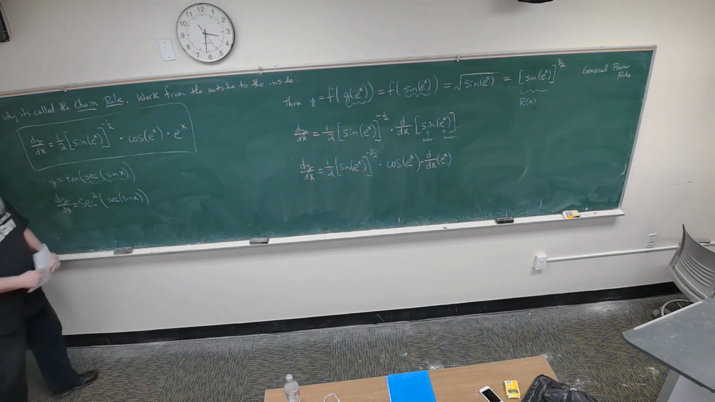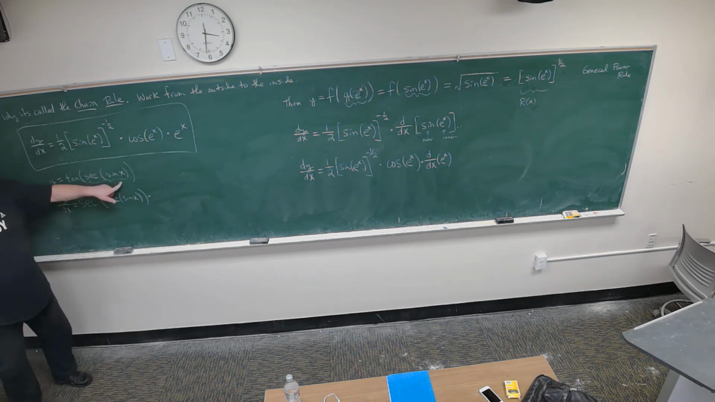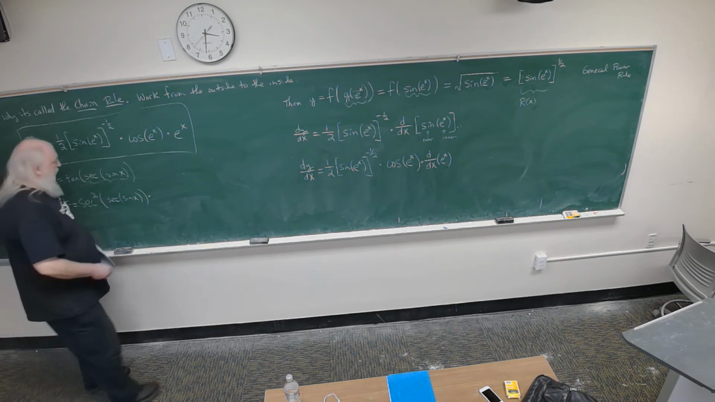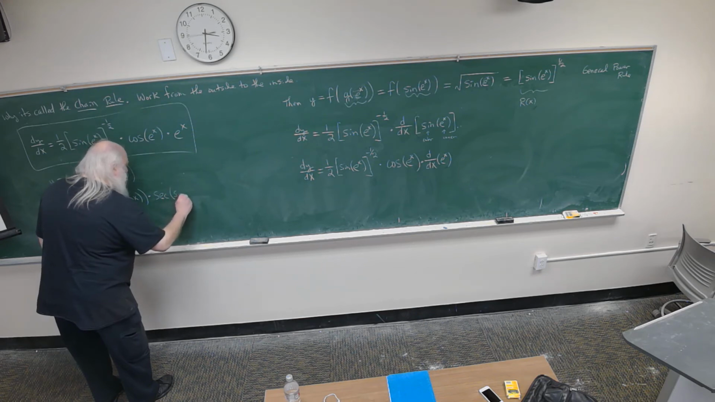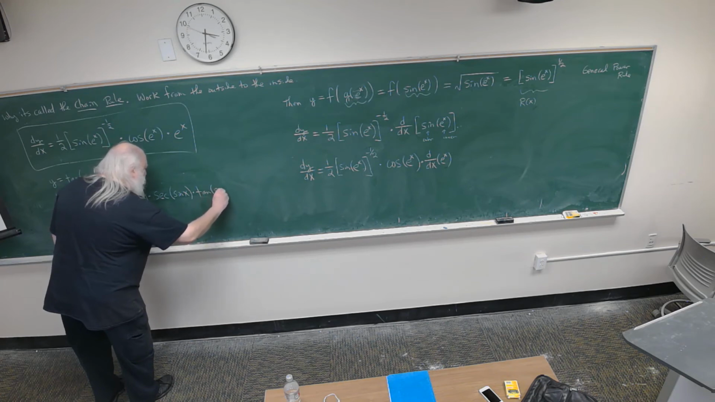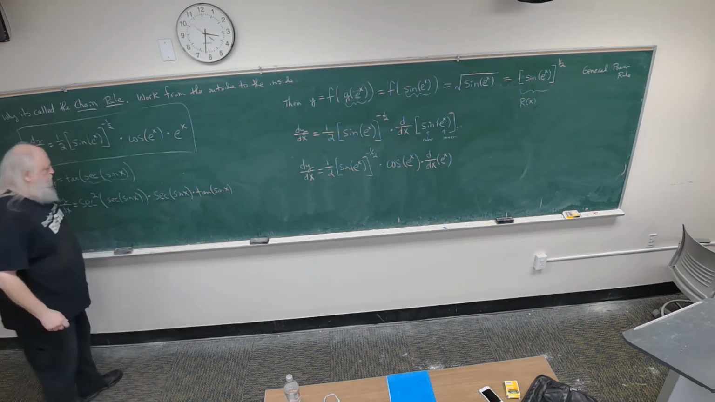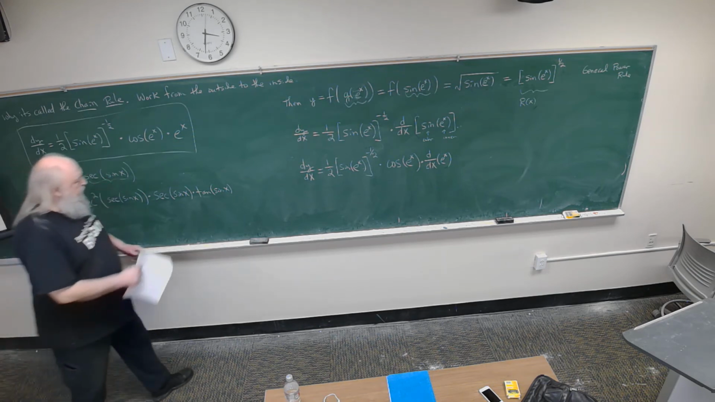And now we multiply this by the derivative of secant of sine x. What's the derivative of secant? Secant tangent, right? So we have secant of sine x times tangent of sine x times the derivative of the inner function sine x. What's the derivative of sine x? Cosine x.